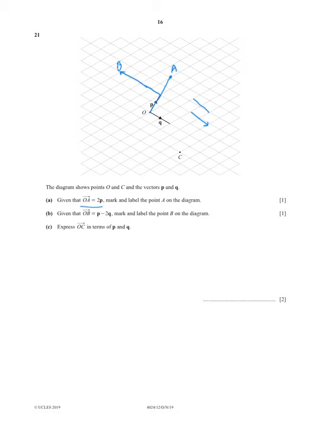In the last part it says express OC in terms of P and Q. So from O, if I am moving 2Q, so this is 2Q, and if I apply minus P, I will reach the point C. So it is basically 2Q minus P equals OC, and that is your answer.